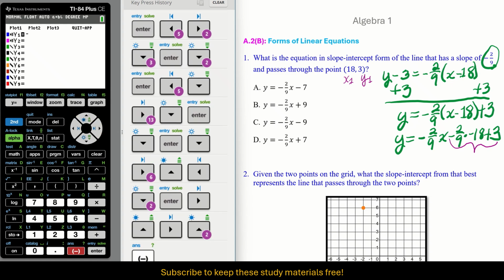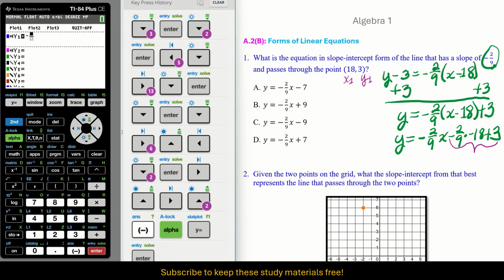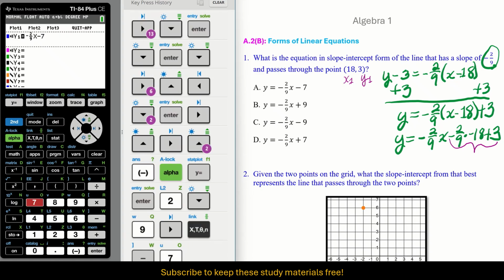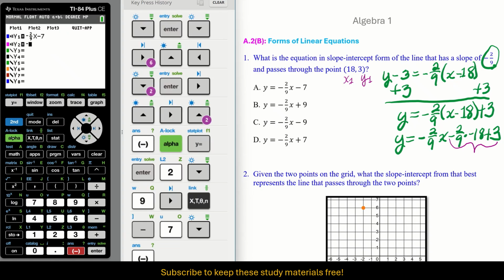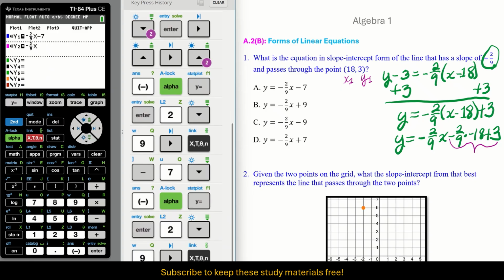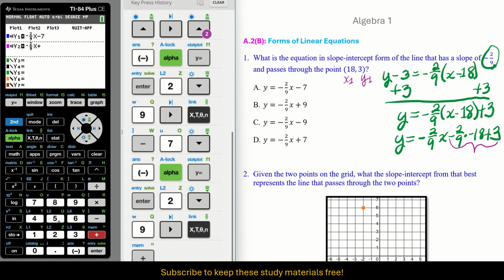So negative, and then we need a fraction: alpha y equals, number 1, and that's 2 over 9. And arrow over to get your x. And then we need minus 7. Okay, let's go to the next one. Negative, y equals, number 1, 2 over 9, arrow over x. And that's a plus 9. Okay, I'm putting them in exactly the way they are on our paper, A, B, C, D.